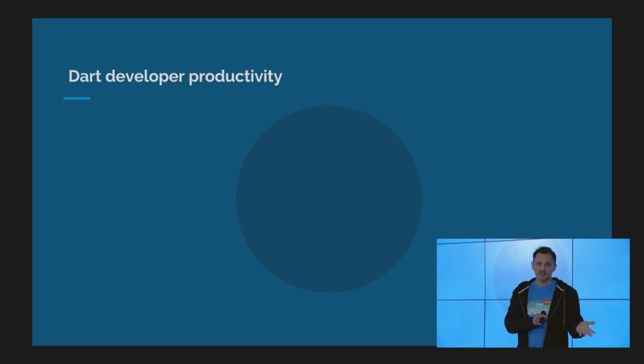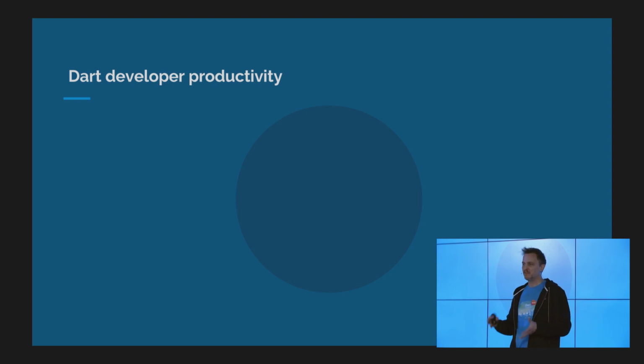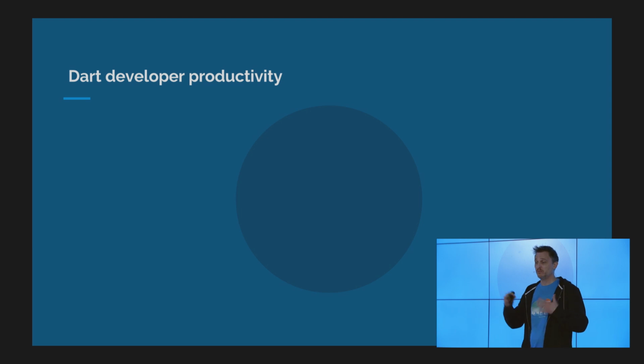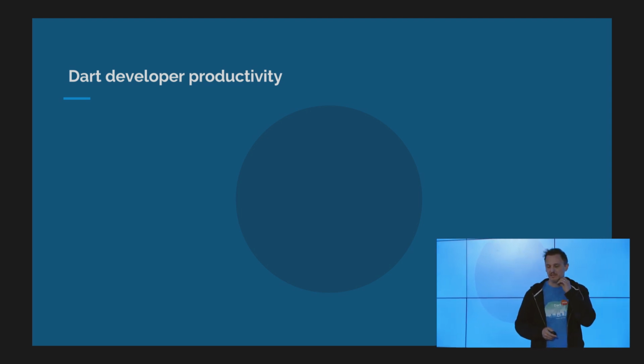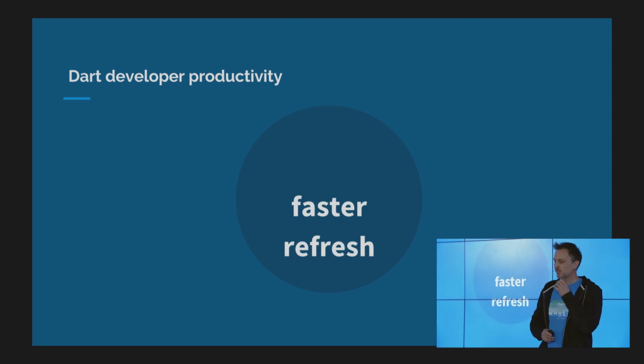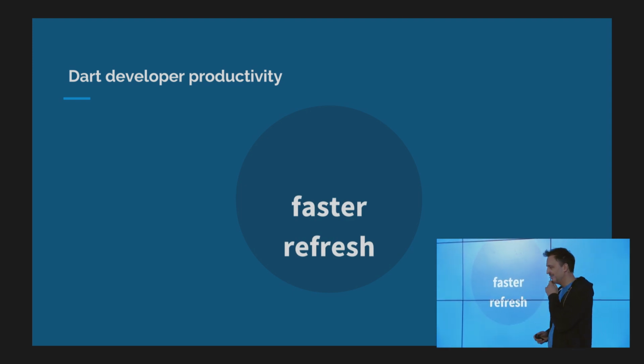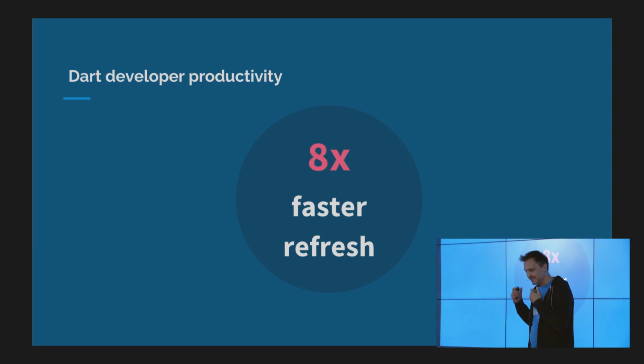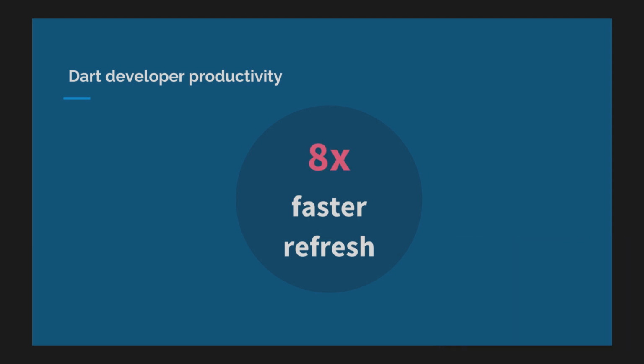We also partner very closely with Dan and the Dart team. As the app started to grow and get out of hand, the refresh cycles started to get very, very slow, so we told them, and they delivered. They made it 8 times faster this summer. So if you haven't used the tools since the beginning of the summer, they're a lot faster now.